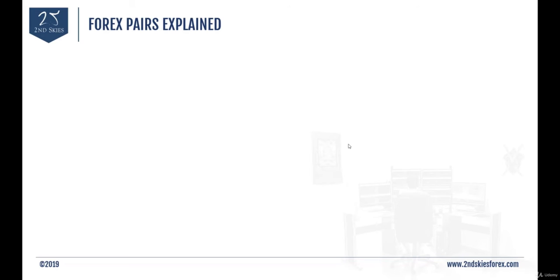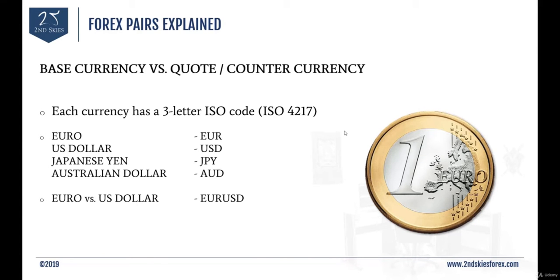Okay, so what it basically comes down to is you have two ways to look at this. There's really one way to look at it. You have a base currency, and you have another currency which is called the quote, or sometimes called the counter currency. Every currency for every country has a 3-letter ISO code, and that's the term for ISO 4217. So, for example, the euro is going to be known as EUR. That's its 3-letter code. The US dollar, USD, United States dollar. Japanese yen, JPY, Japanese yen. Australian dollar, AUD, Australian dollar. So every currency has its own 3-letter code.